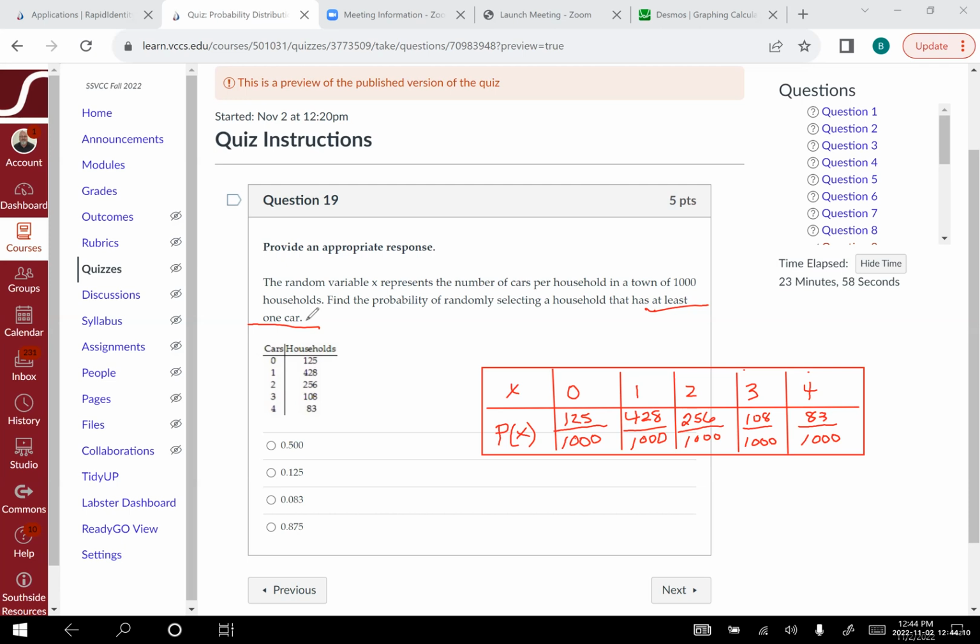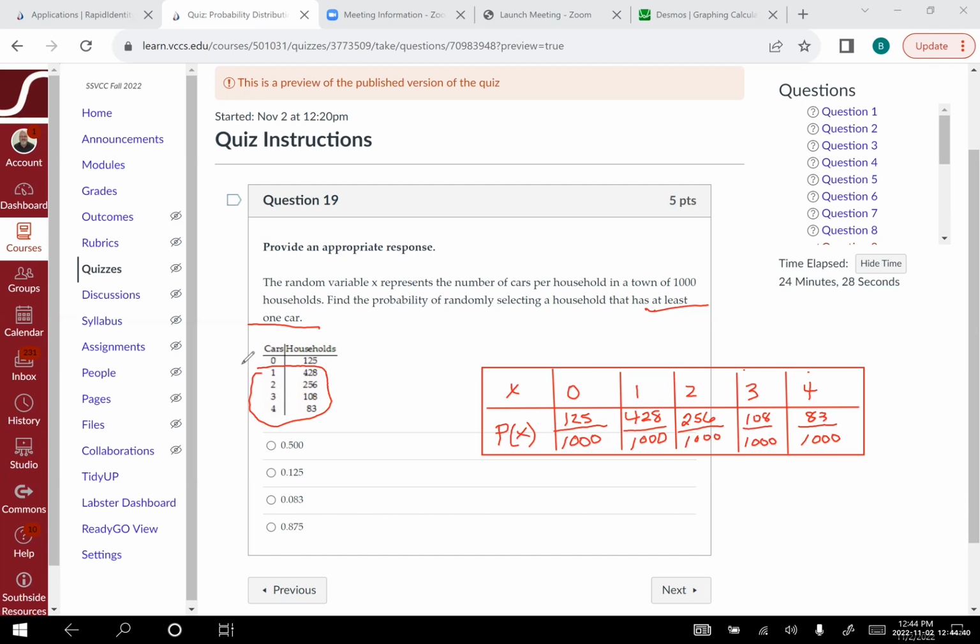Usually people get hung up on the 1 and they don't know whether or not to include it. But in math speak, 1 is at least one. So if you have one car in your household, you can say, well, I at least have one car. So like Lexi said, this is going to be all of these. What does that add up to?